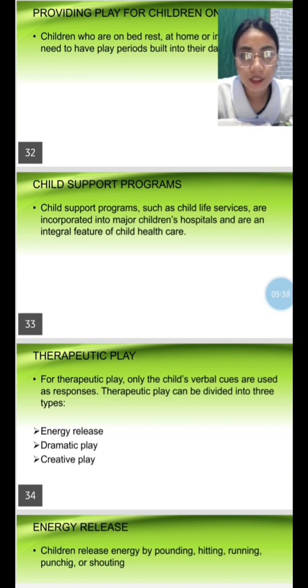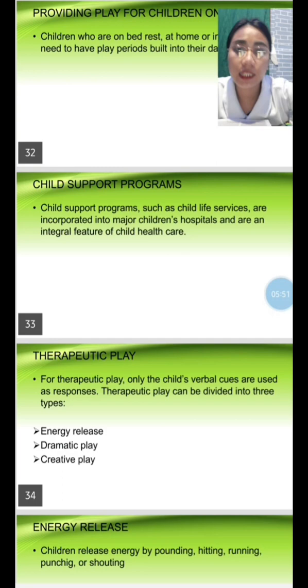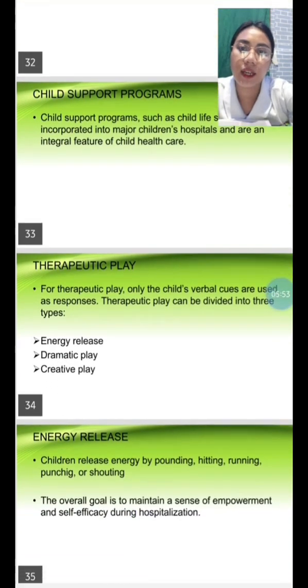So child support programs such as child life services are incorporated into major children's hospitals and are an integral feature of child health care.